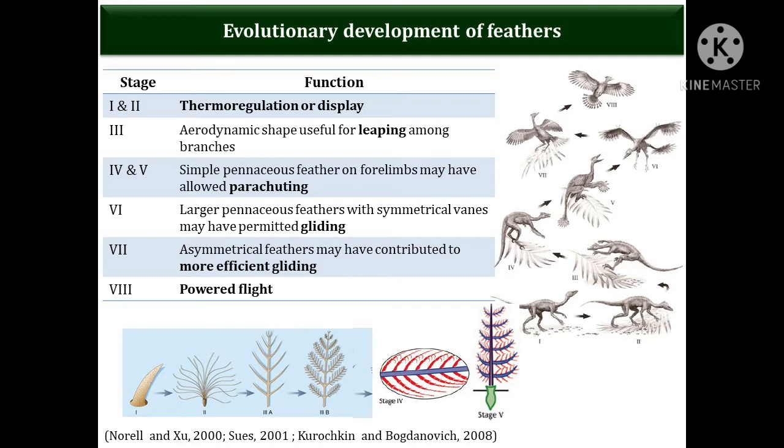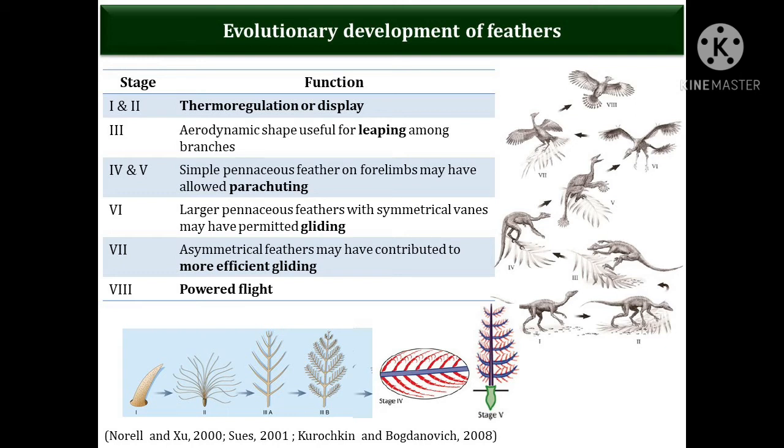Initially, they served as thermoregulatory appendages or for display purposes in the first and second stages of evolution in the dinosaurs. In the third stage of evolution, the aerodynamic shape of feathers was useful for leaping on the branches of trees.